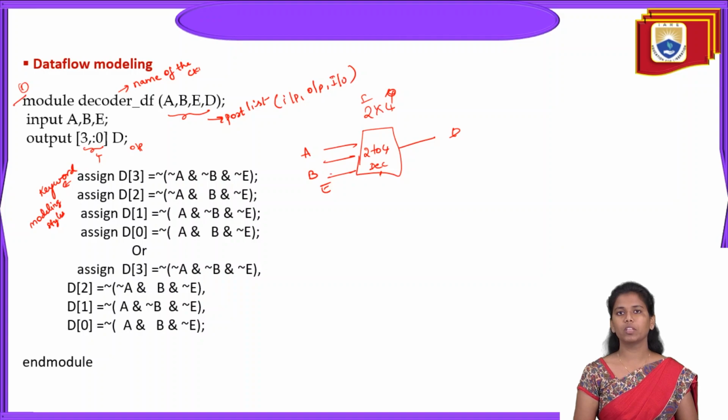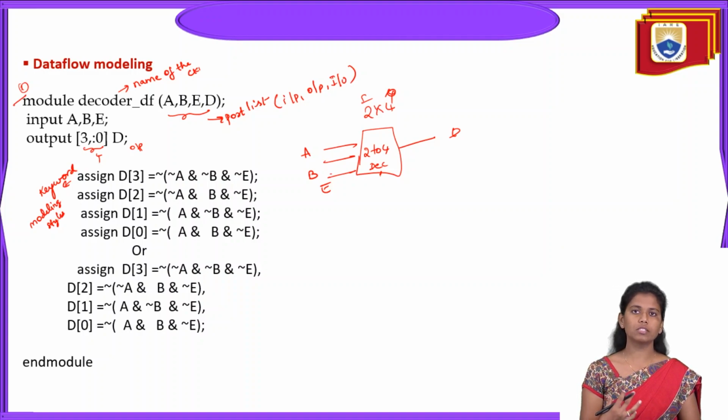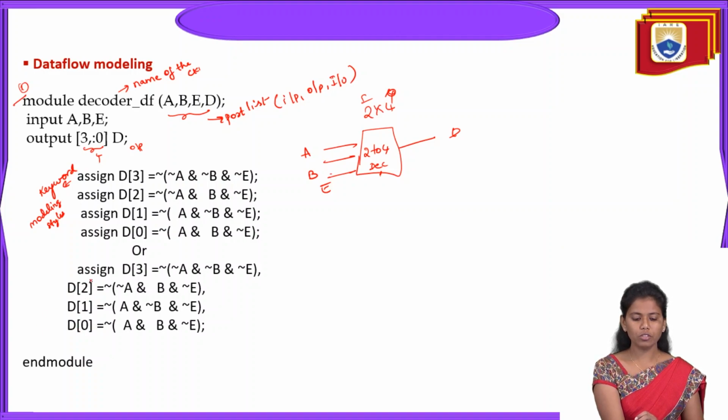So as we are discussing data flow modeling, I have to assign, and that keyword is nothing but assign. What am I assigning? I am assigning D3, D2, D1 and D0 with respect to the inputs and the enable pin, right? So A, B and E. After assigning all my outputs with respect to the inputs, assign D3 as A, B and E, and then I can say it is 0, 1, 2, 3. So here, after assigning, I'm terminating my code with endmodule.